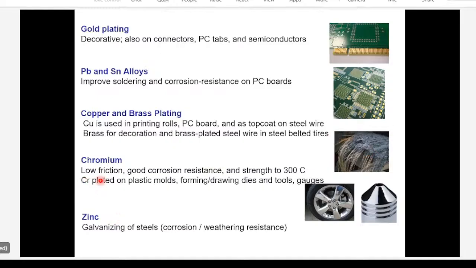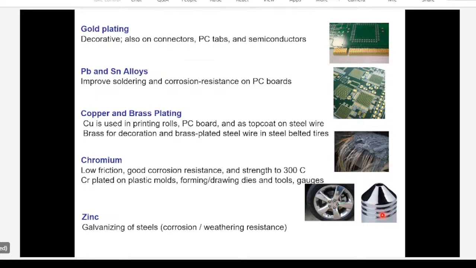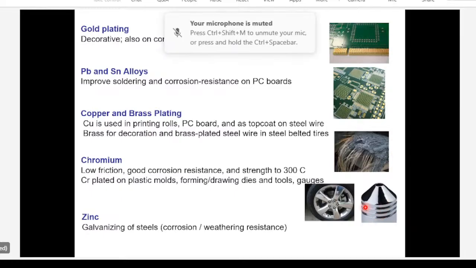Chromium. Chromium used to be plated for good corrosion resistance and low friction. Bumpers of cars, wheels, and extrusion dies and those kinds of things are coated or plated with chromium. And zinc is used for galvanizing, mainly for steel.